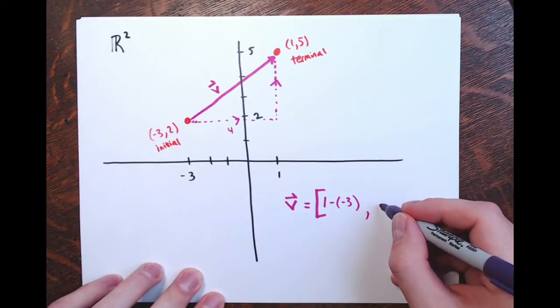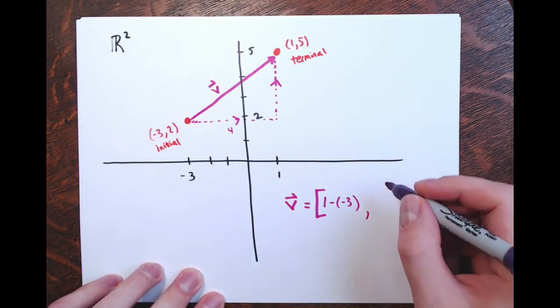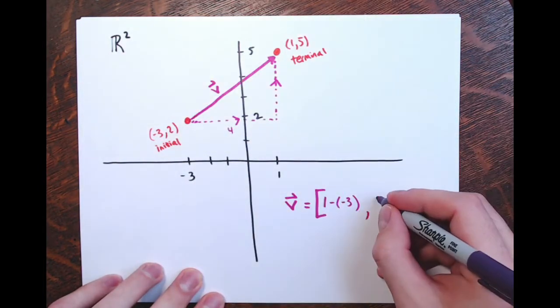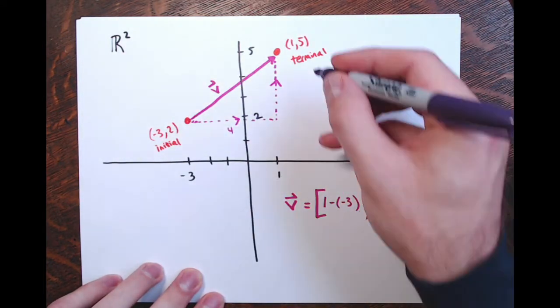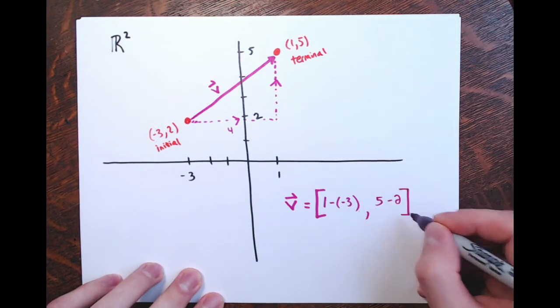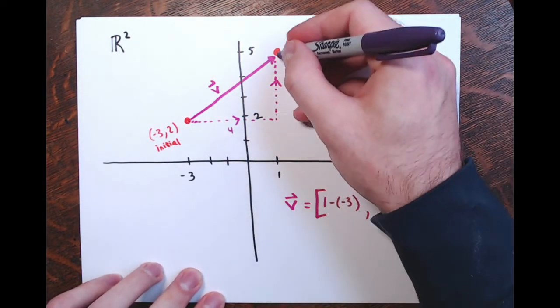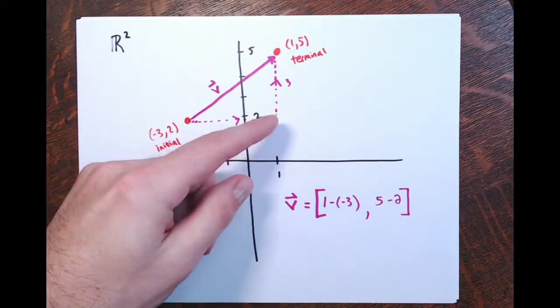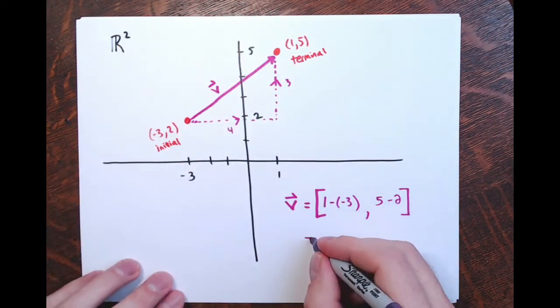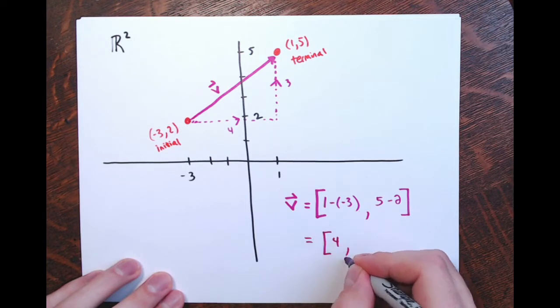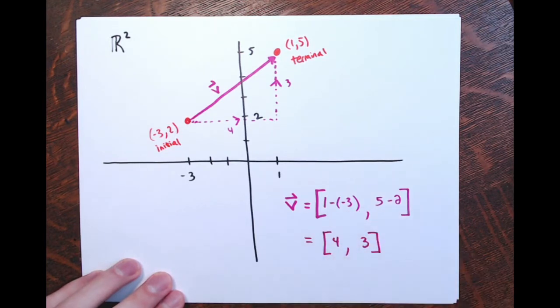And then terminal minus initial for the second component, the second coordinate's 5 minus 2. Always terminal minus initial. Right? So that's up 3, from 2 to 5. So I went right 4, up 3. So the components of this vector are positive 4, positive 3. Telling me moving right 4, up 3.